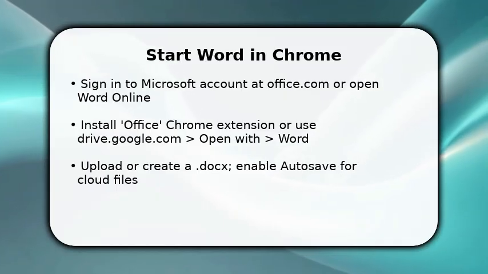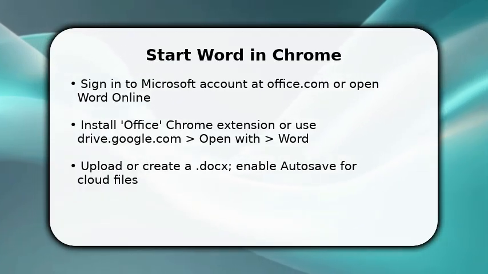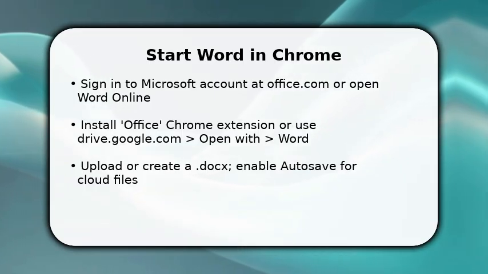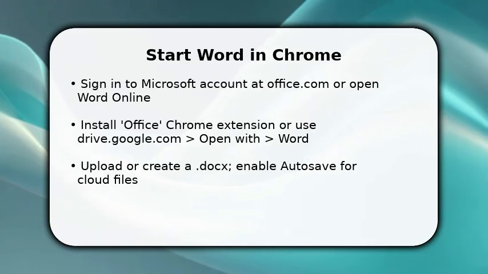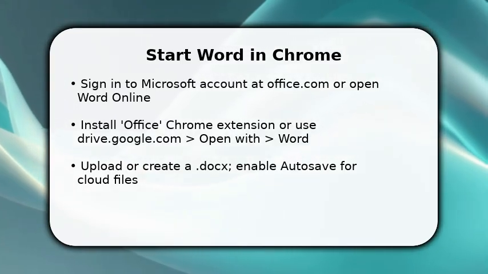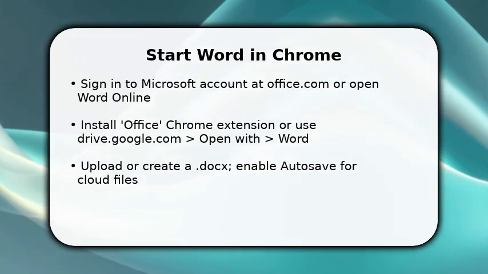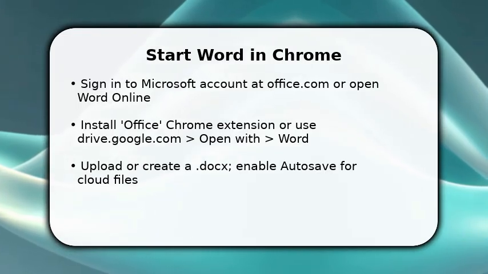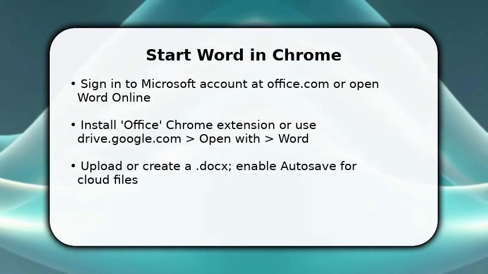You start by signing into your Microsoft account and opening Word online in Chrome. This gives you cloud-based access immediately. Once logged in, install the Office Chrome extension or choose Open with Word from Google Drive to link files. Upload an existing docx or create a new document and make sure autosave is on, so changes sync automatically. This first setup gets you editing right away and prevents lost work while you continue to the detailed editing steps.